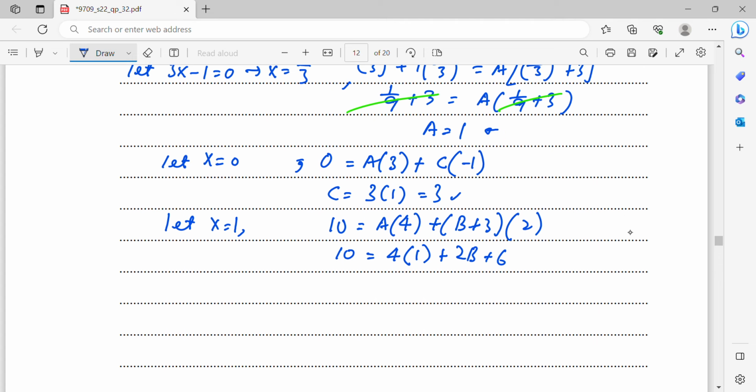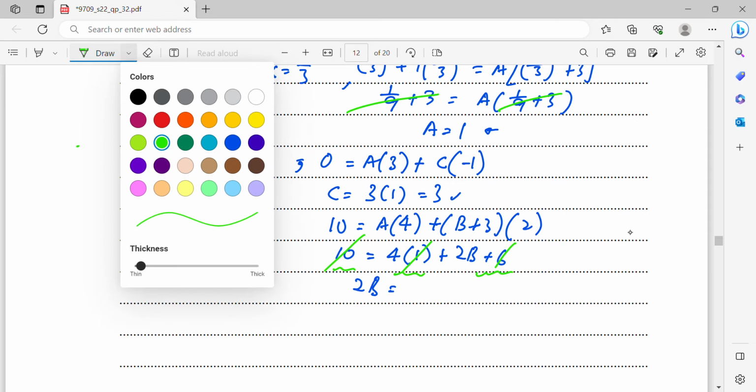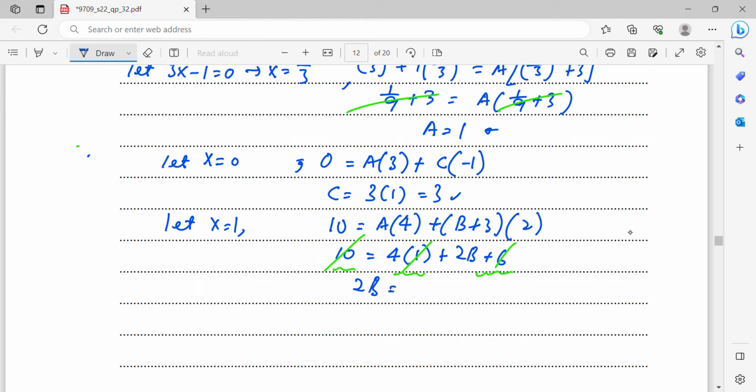So my 2b, okay, now when you calculate the right hand side, this is 10. Left hand side also 10, means that you can cancel off. So now when you cancel off all the terms, the left hand side is left with 0, right? Because no more terms. So 2b equals 0. Hence your b is going to be 0. Right?